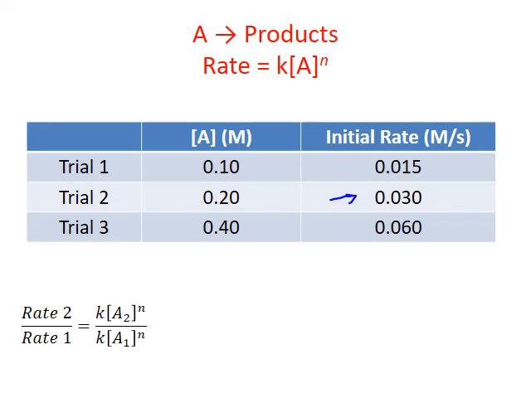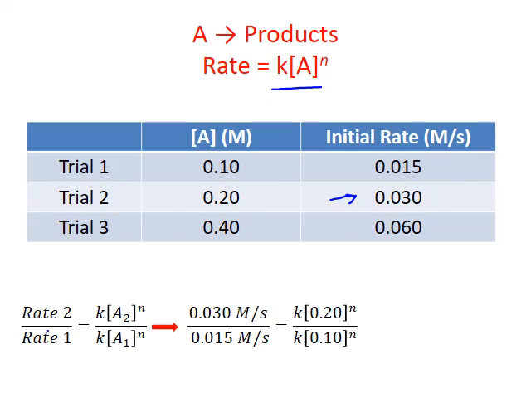So on top, we'll take the rate from trial 2, and we'll put it over the rate from trial 1. And we're going to set that equal to the ratio of the other half of our general rate law, which is going to be the rate constant times the concentration from trial 2 raised to the exponent n. And we'll put this over the rate constant again times the concentration from trial 1 raised to the power n. And we'll actually substitute into this our measured values for each of these.